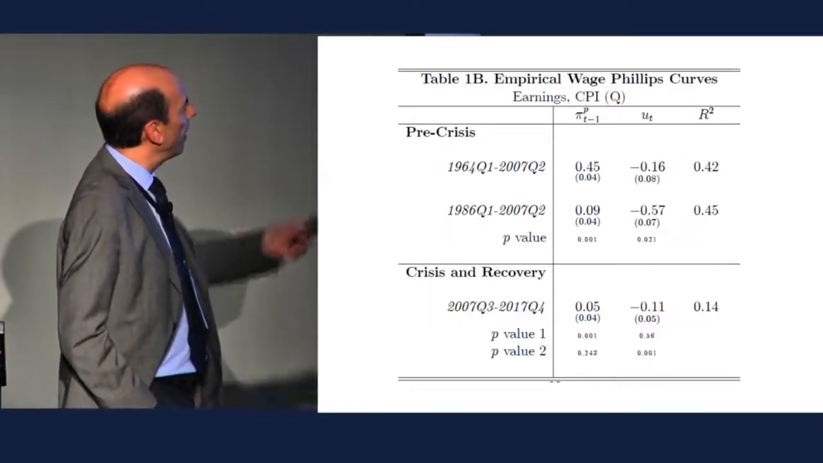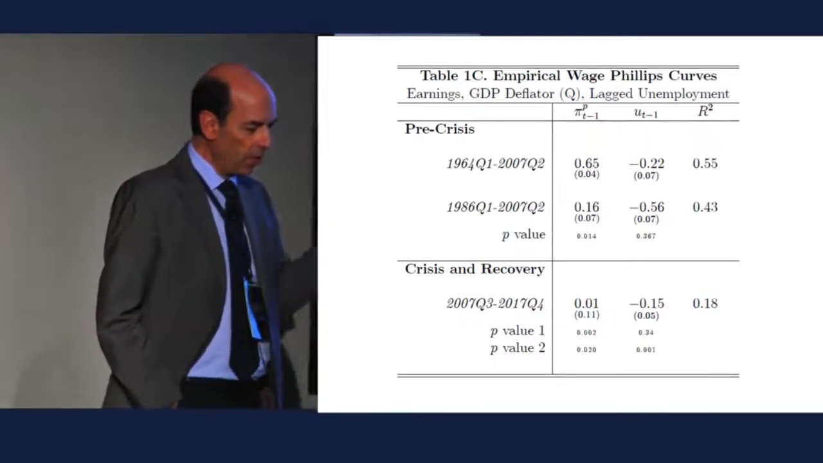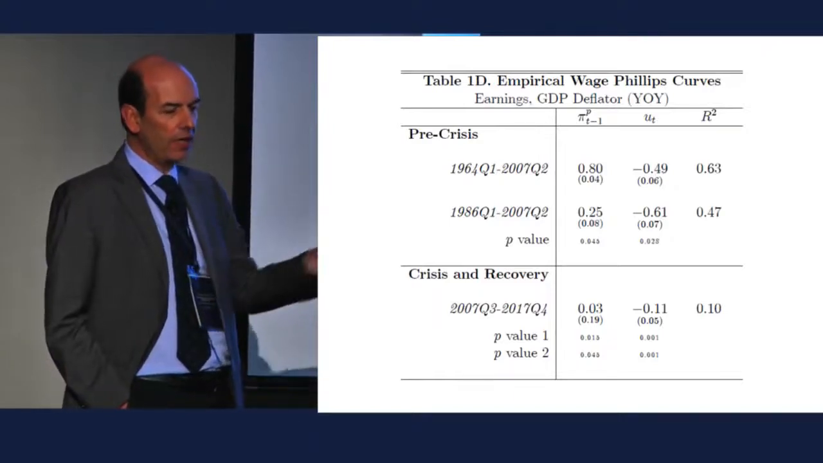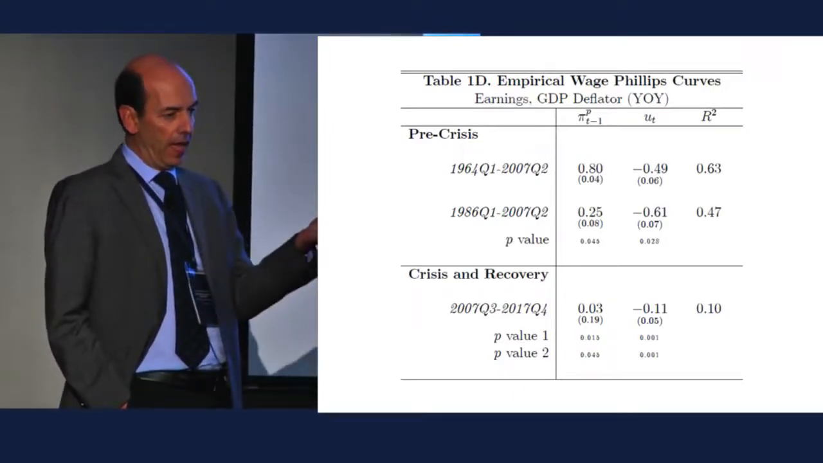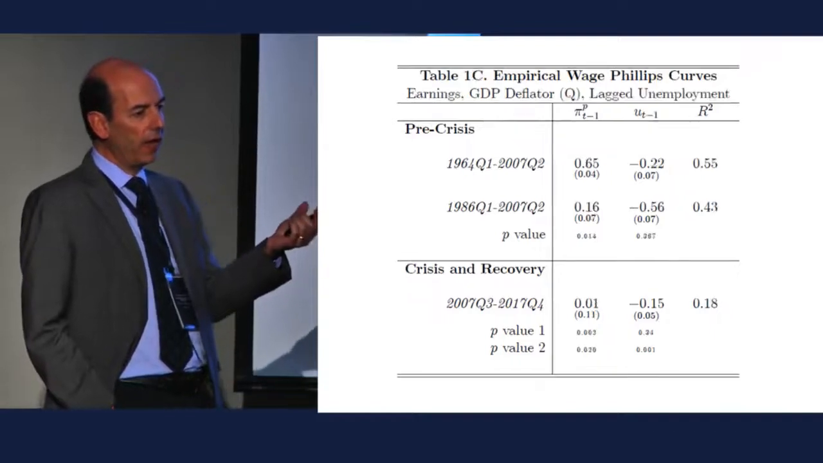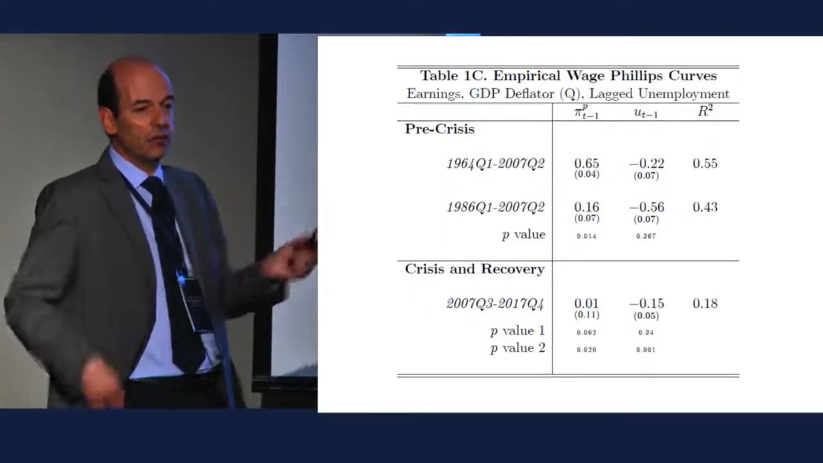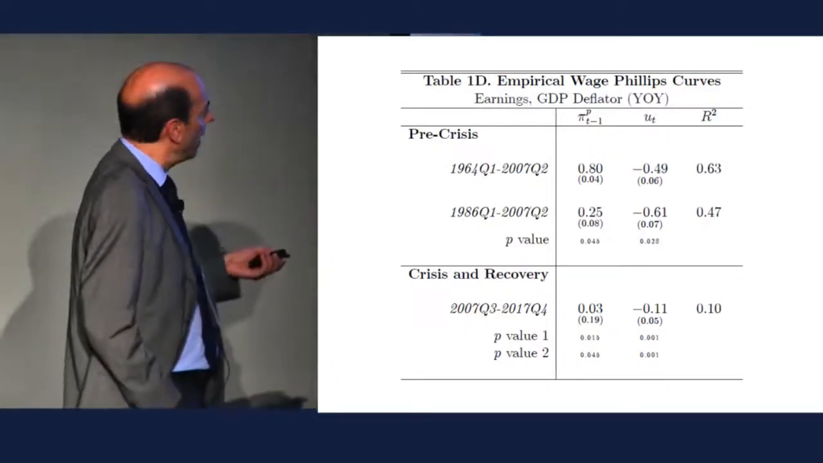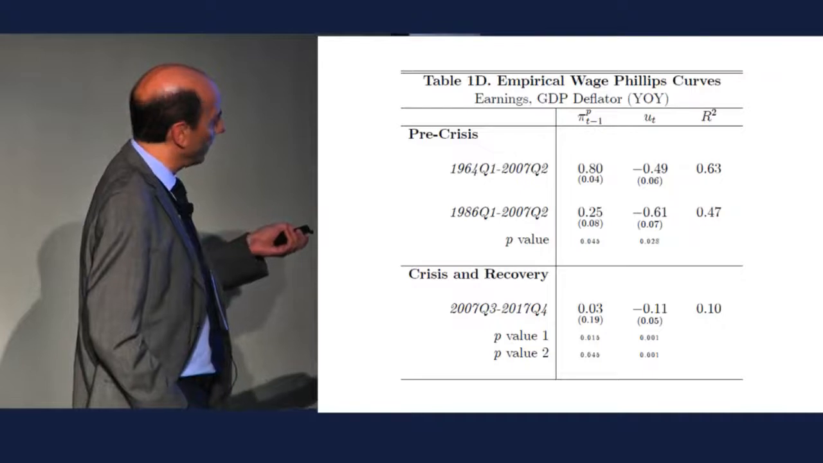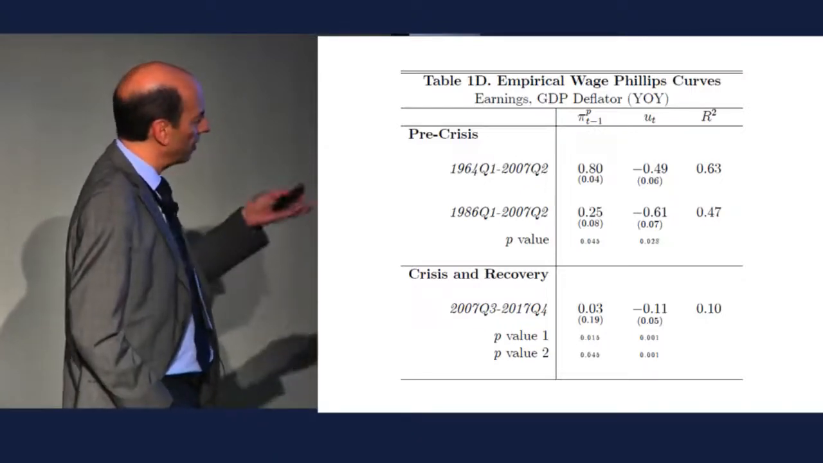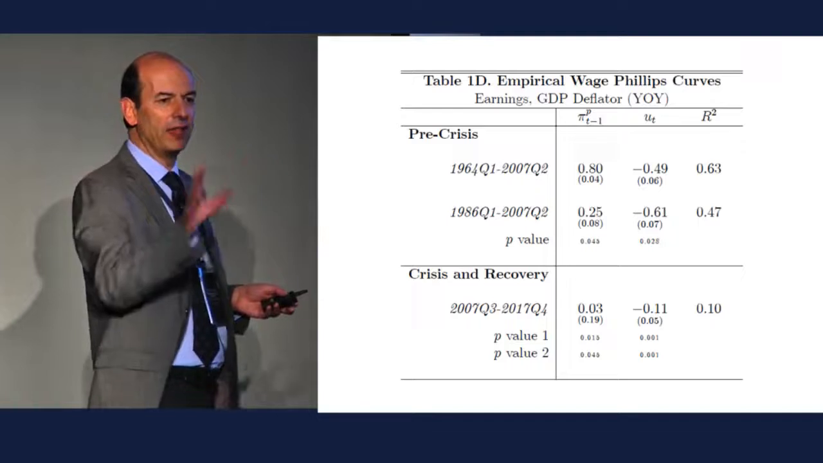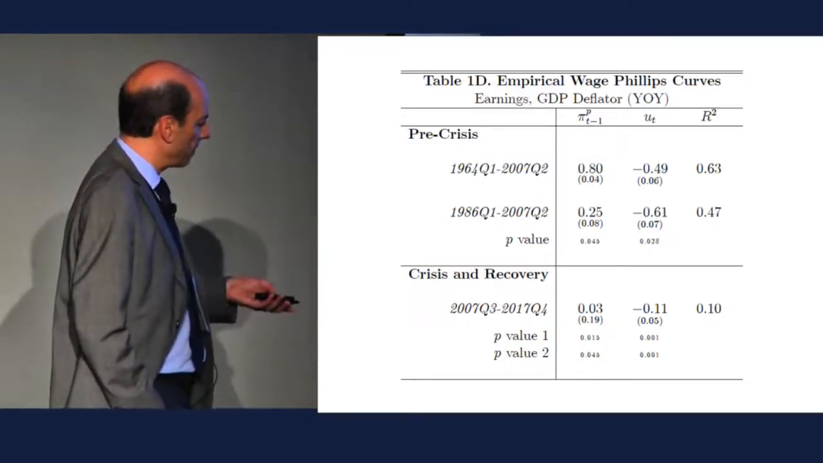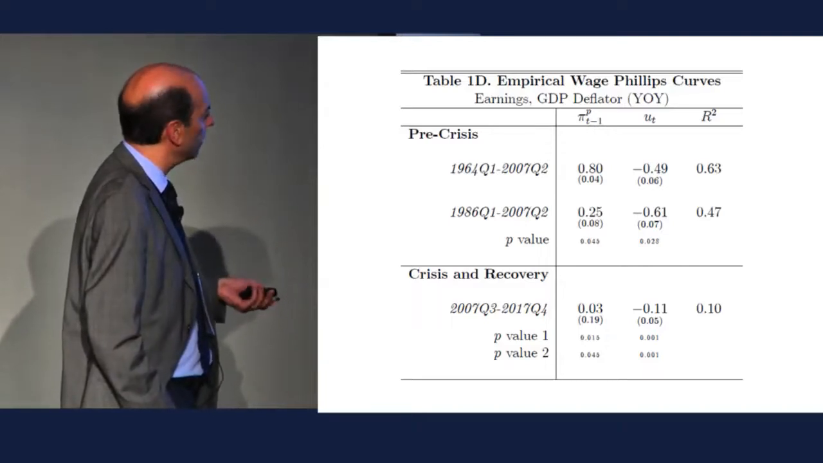Here, in the previous tables, we were using lagged quarterly price inflation on the right-hand side. Here, we use lagged year-on-year inflation, so the average of four previous quarters, on the right-hand side, and again, the two key findings that I had stressed survive. Okay, so those findings seem to be pretty robust.